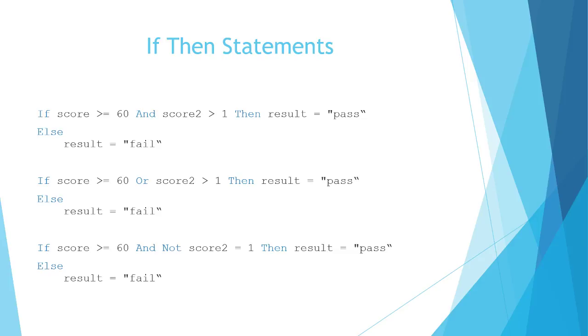So if score is greater than or equal to 60 and not score 2 is equal to 1, then they pass. But if score is not greater than or equal to 60 or score 2 equals 1, then the result is fail.